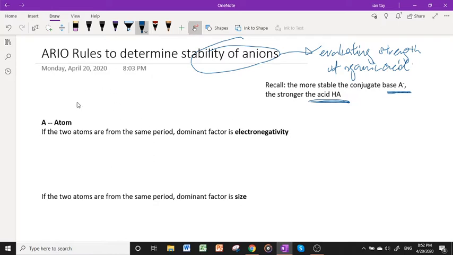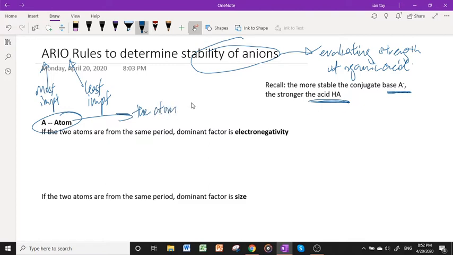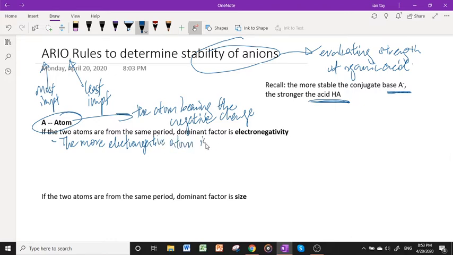Firstly, by the way, the first factor stated is the most important, so A is the most important, and O is the least important. So the first factor is atom, or more specifically, the atom bearing the negative charge. If the two atoms are from the same period, the dominant factor is electronegativity. The concept here is that the more electronegative atom is better at bearing a negative charge.